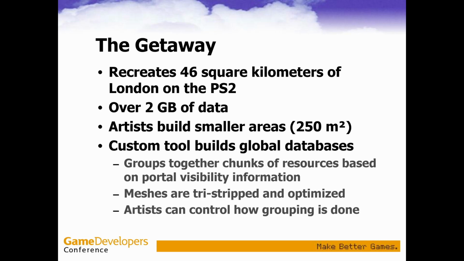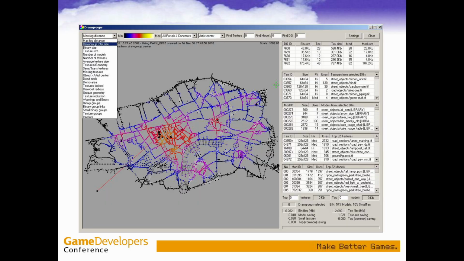And they break up the areas into small squares. They're approximately 250 meters squared in size, and they're stitched together in a custom tool. So they have to be pre-processed before they can be used in the game. The tool groups together the chunks based on the visibility information, and these chunks are then what it loads instead of individual resources. The tool also does optimizing and tri-stripping, things like that, and the artists can have some control over how the grouping is done to suit the data that they build.